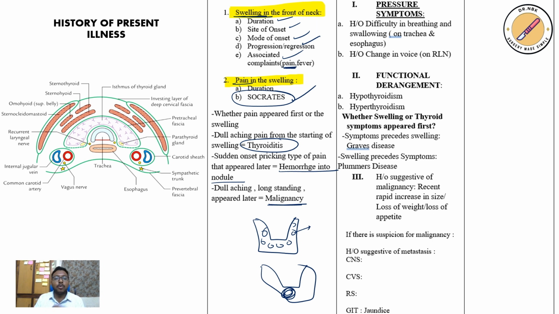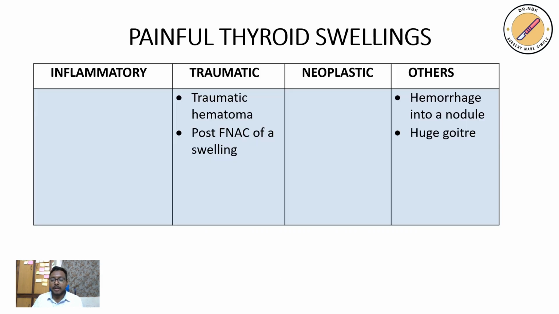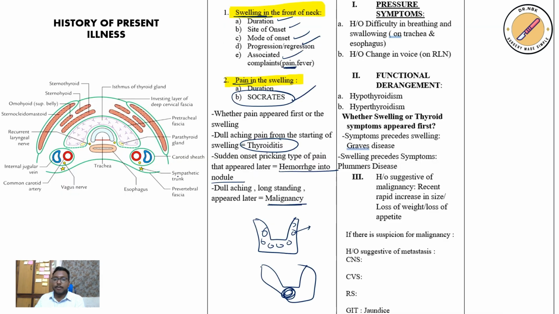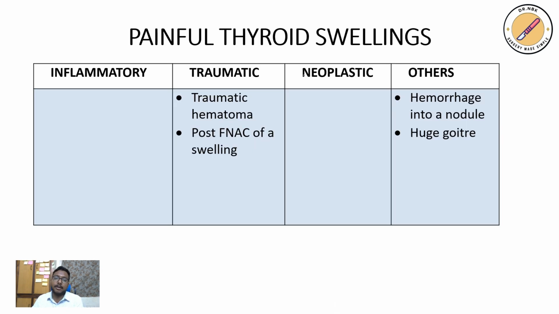Now coming to the second subheading of the history of present illness in goiter, that is complications history. To understand it, we need to remember this particular diagram. Before we move there, one question the examiner can ask: if you say there is pain in the swelling, what are the painful goiters? You can remember them as inflammatory, traumatic, neoplastic, and others. In the others, hemorrhage into the nodule is one of the important conditions. Then when there is a huge goiter, because of the stretch of the thyroid capsule, that is the pretracheal fascia, you can get discomfort or a little bit of pain.